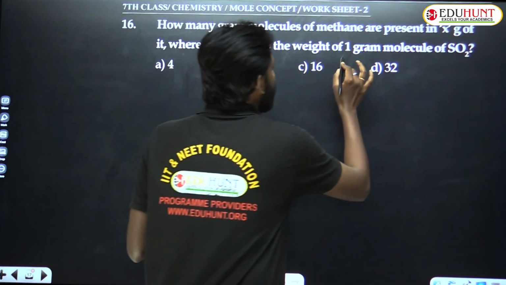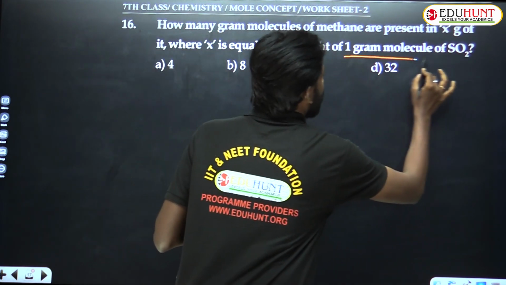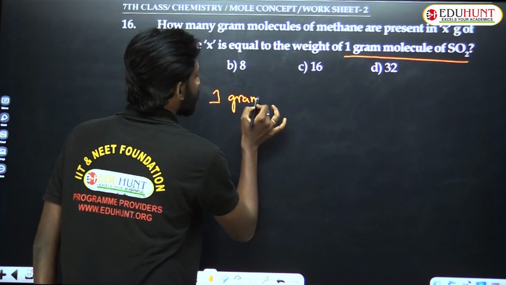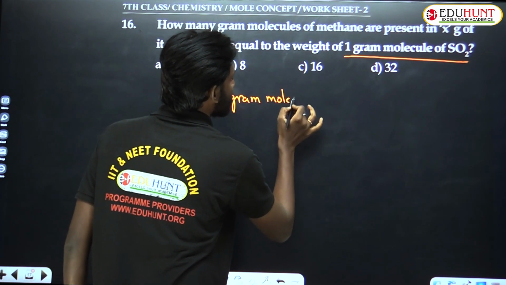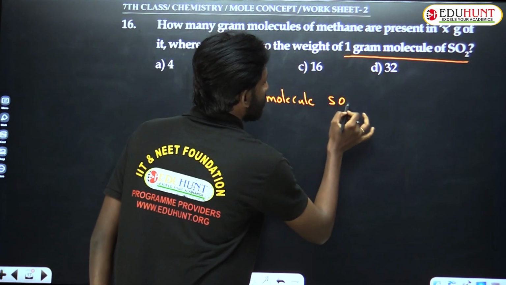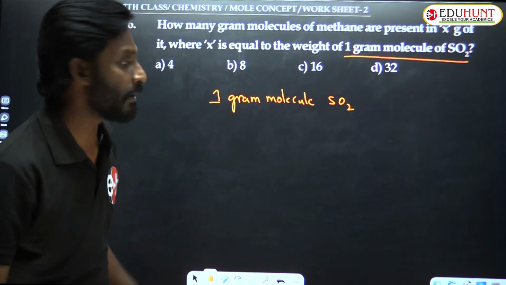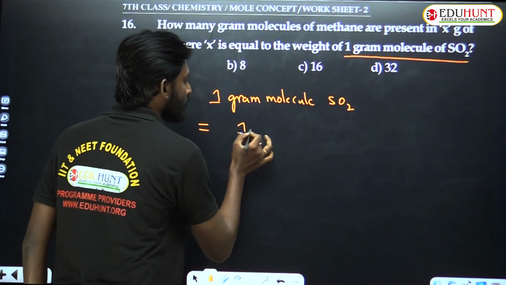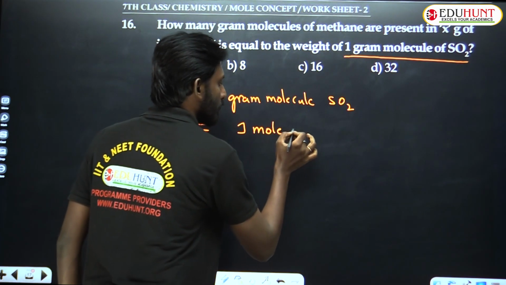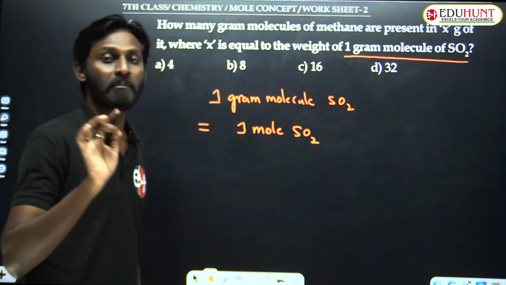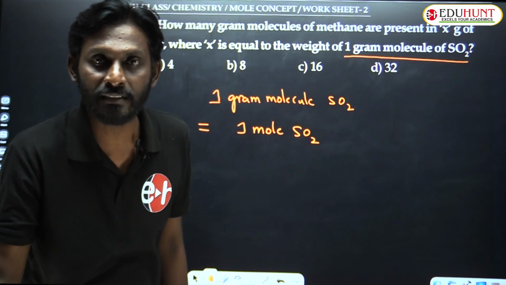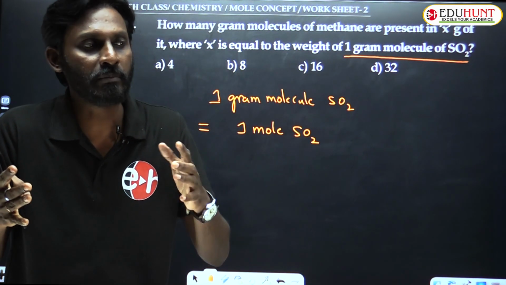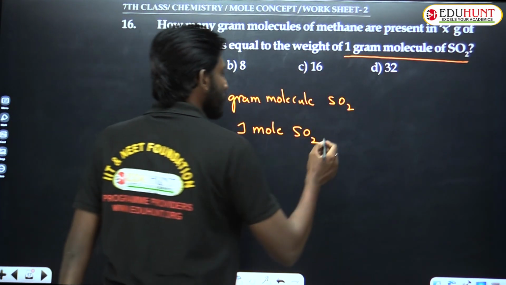Question is very easy. First of all, 1 gram molecule SO2. What do I mean by 1 gram molecule SO2? 1 gram molecule SO2 means 1 mole SO2. Simple. What is the mass of 1 mole of any substance? I told you several times, the mass of 1 mole of any substance will be equal to its gram molecular weight.